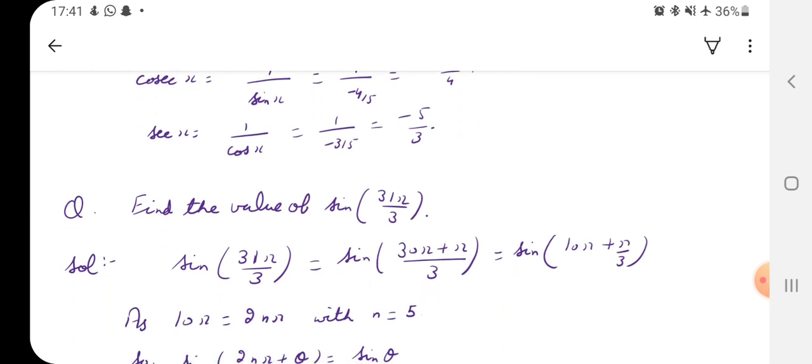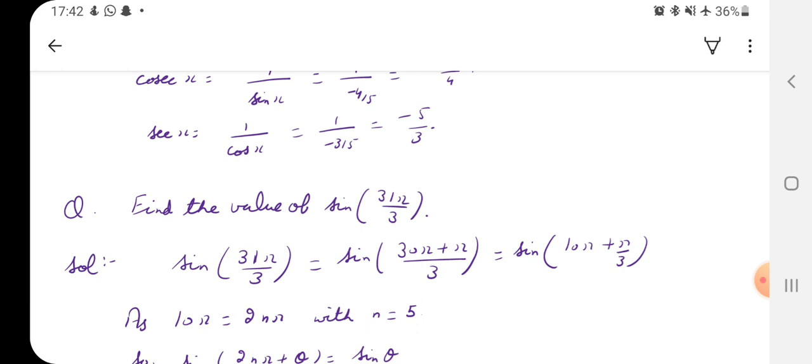Next question. Find the value of sin 31 pi by 3. So now we have to break this angle in multiples of 2 pi. So break it. We got sine of 31 pi by 3 will be equal to sine of 30 pi by 3 plus pi by 3. So it will be equal to 10 pi plus pi by 3.